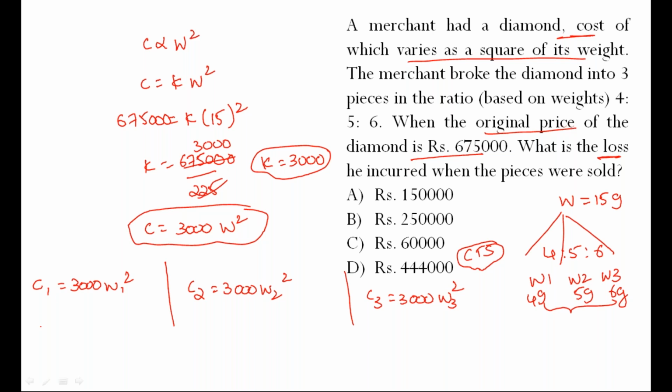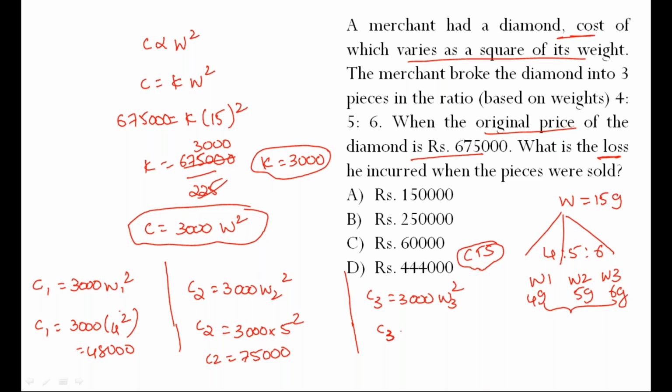Now what is the cost of the first one? It is 3,000 into 4 square, as this is 4:5:6. 16 times 3,000 will give 48,000. Now the second one, 3,000 into 5 square, 25, so it is 75,000. The second piece cost is 75,000.